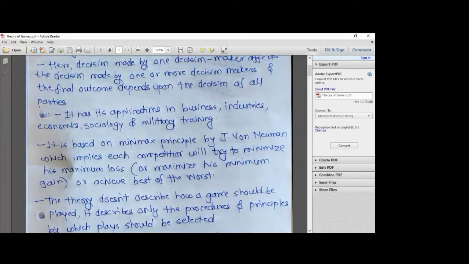So where does it have an application? It has applications in business, in industries, in economics, in sociology, and in military training as well. This list is not an exhaustive list. Many more applications can be added to it, and you can broaden the list of applications for game theory as well.